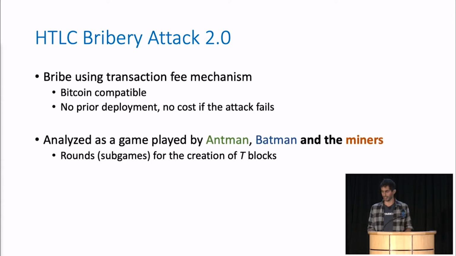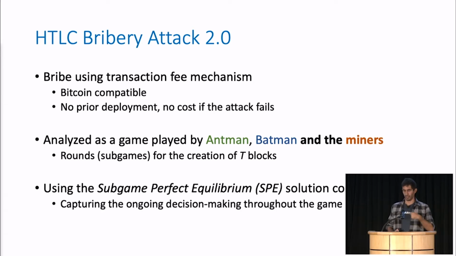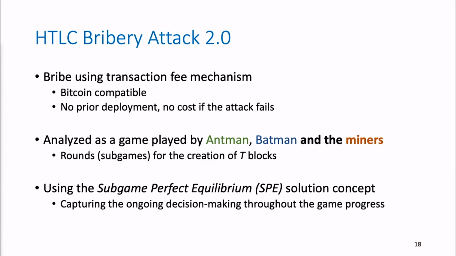We analyze this as a game played by Ant-Man, Batman, and the miners, and consider rounds or sub-games corresponding to the creation of the T blocks of the timeout. We use the sub-game perfect equilibrium solution concept, which captures the ongoing decision-making that players make. At each block, both Ant-Man and Batman have to decide what fee they offer or re-offer for their transaction, and the miners have to choose which transaction to include.